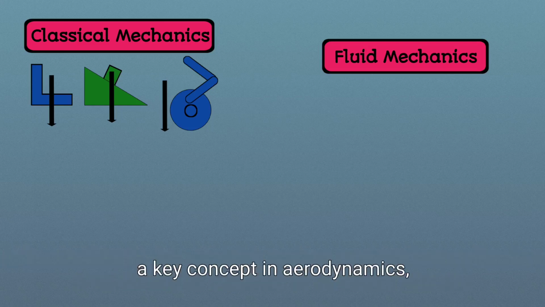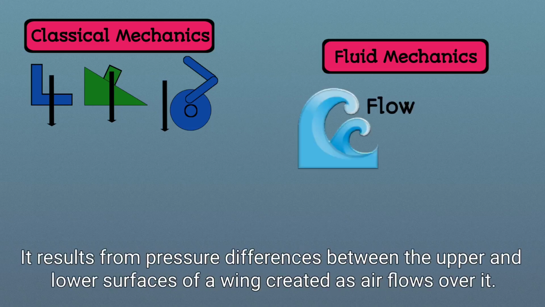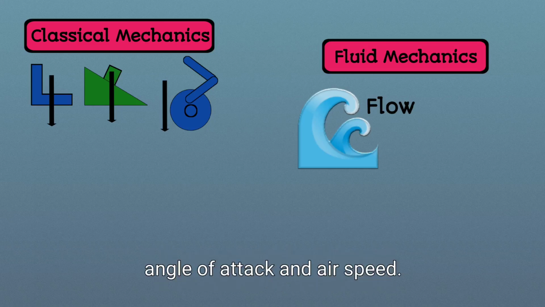Lift, a key concept in aerodynamics, involves the force that enables aircraft to overcome gravity. It results from pressure differences between the upper and lower surfaces of a wing, created as air flows over it. Lift is essential for flight and is influenced by wing shape, angle of attack, and airspeed.